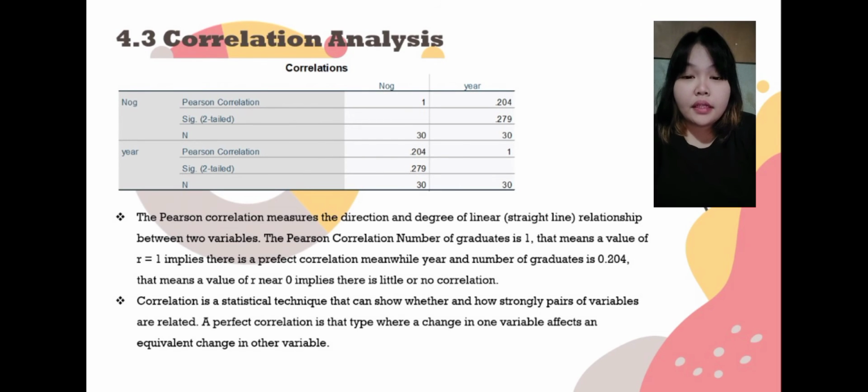Correlation is a statistical technique that can show whether and how strongly pairs of variables are related. A perfect correlation is the type where a change in one variable affects an equivalent change in the other variable.